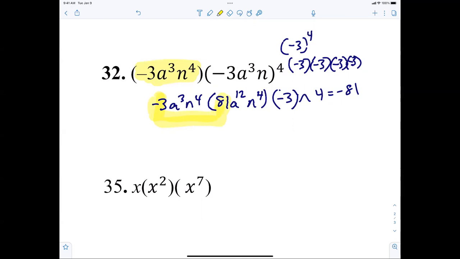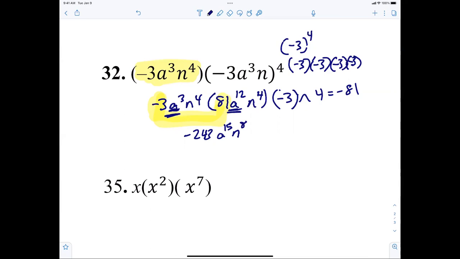Oh, and then we would. Positive or negative? Negative. How many A's involved? So what would be the answer? That's right. 15. N to the what? 8. You with me on that?